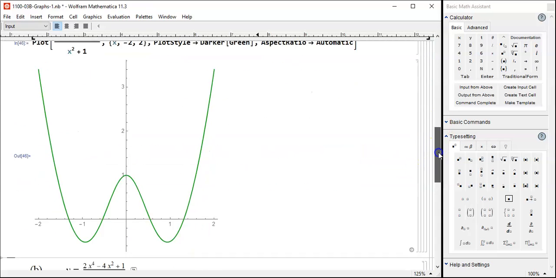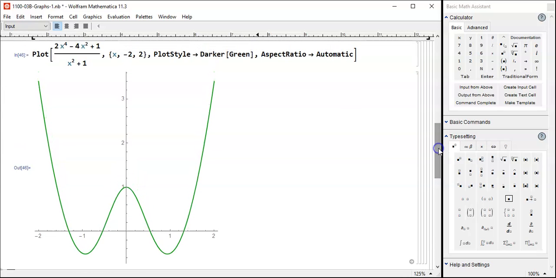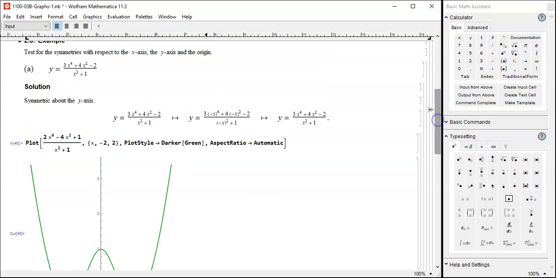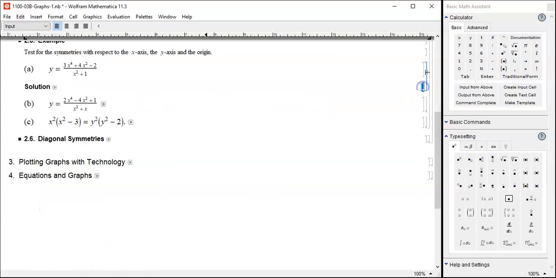And here's the graphical expression here. And what do you see? We have symmetry with respect to the y-axis. If you fold this graph paper, then the right-hand side will perfectly match the left-hand side. Or you can consider this as a mirror image. Either way, you can see the symmetry. Symmetric with respect to the y-axis.